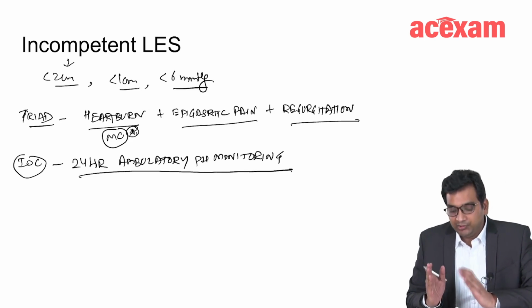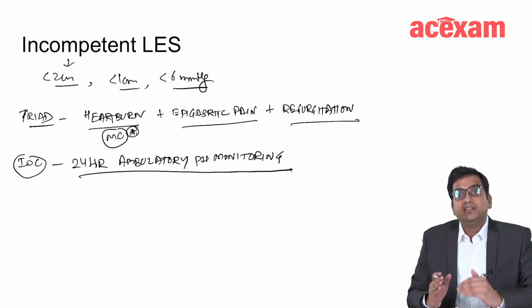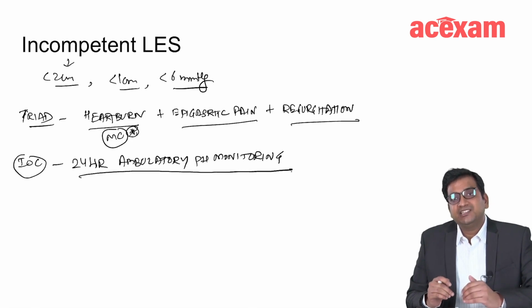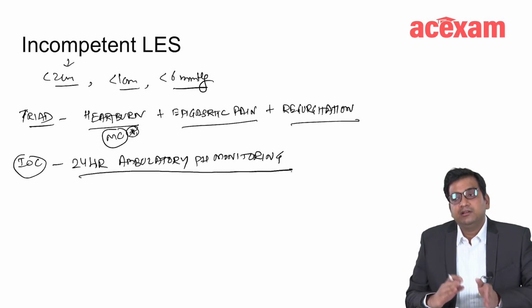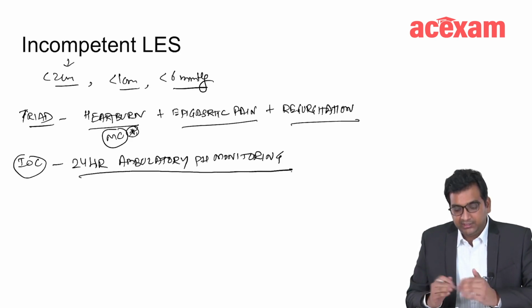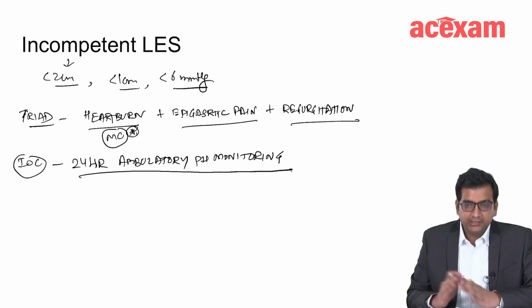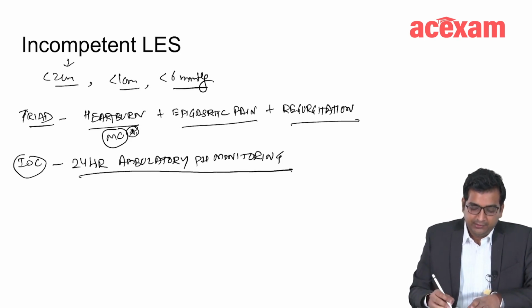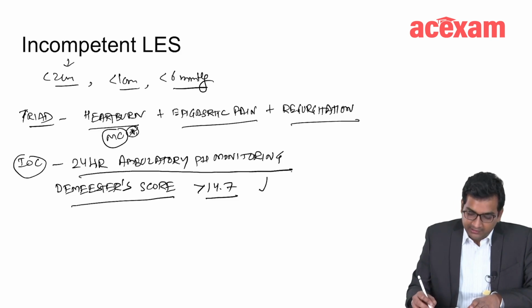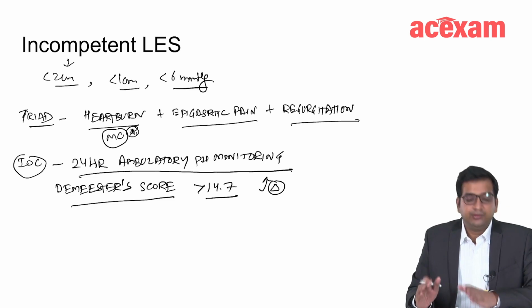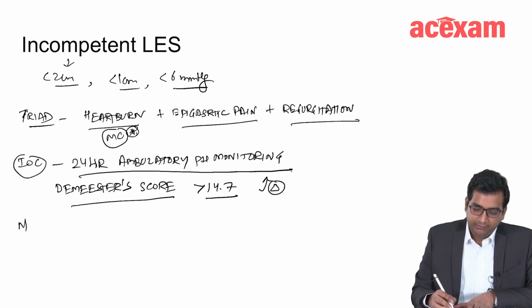In this ambulatory pH monitoring, we calculate how many times there is reflux, how many times the pH is less than 4, how many times there is reflux in the upright position, and whether it was associated with symptoms at the time of reflux. All these findings lead to calculation of a score, which is the DeMeester score. If the DeMeester score is more than 14.7, it is diagnostic for gastroesophageal reflux disease.